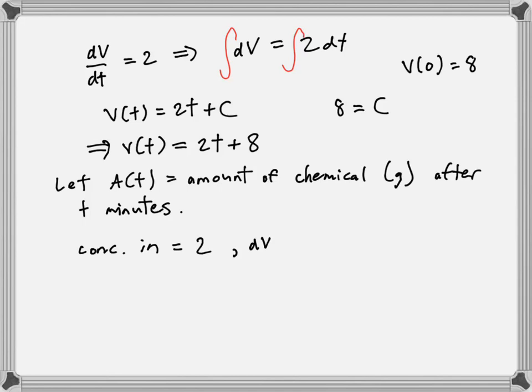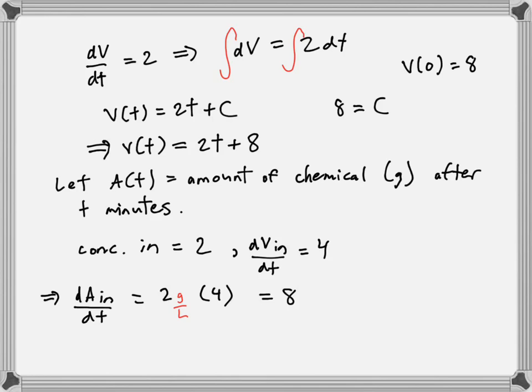since dV in dt, remember that's equal to 4, this implies that dA in is equal to 2 times 4, which is 8. Now, why did I leave a space here? Because I want to show you that the units work too, right? The concentration is 2 grams per liter, and the volume is changing at 4 liters per minute. So if you cancel those out, you get grams per minute, which is what we would expect, right? The rate at which the chemical is changing is in grams per minute. Okay, we're going to store this aside for now.